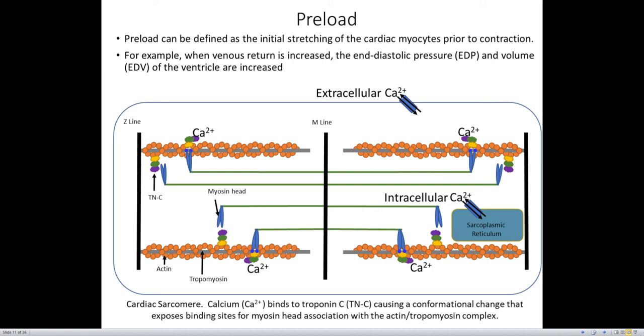Entering the cell causes contraction; exiting and being sequestered into the sarcoplasmic reticulum causes relaxation. So both are very much a biochemical process. I know a lot of times we think about systole, or contraction, as being active and diastole, relaxation, as being passive, but it's actually not. There have to be chemical processes that occur to actually allow the myocardium to relax, and that's very important to understand.